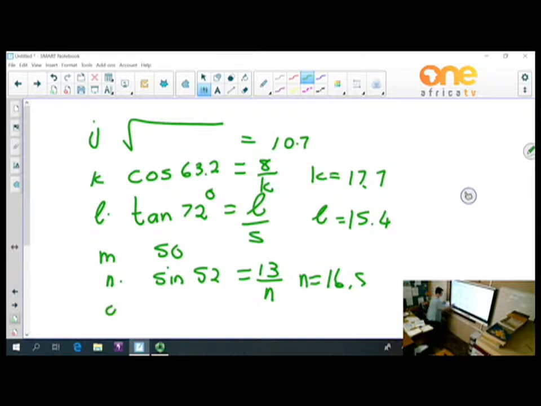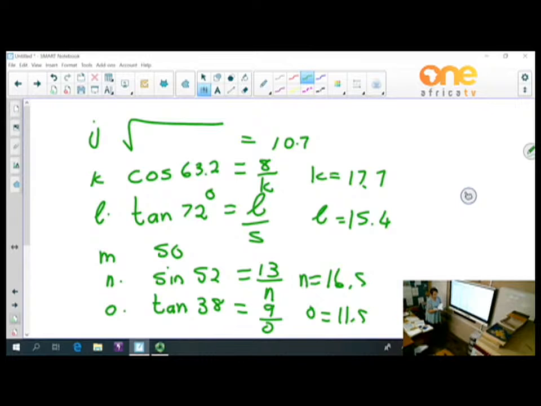And O, the last one there, which function will we use? Tan. So tan 38 is equal to 9 over O. Which method? Bottom divide. 9 divided by tan 38 is equal to 11.5. So this is now a very nice mixed exercise on this.